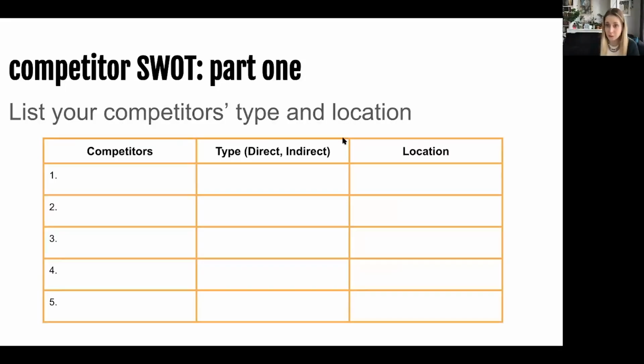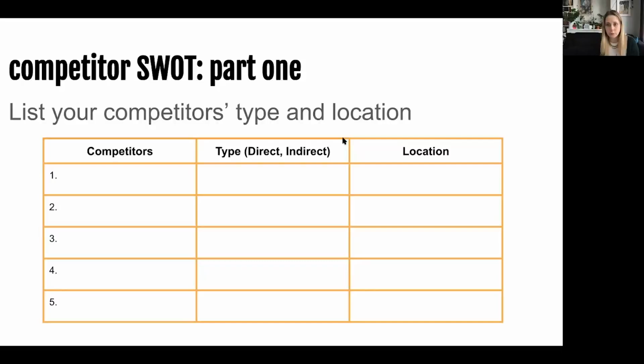So this is also in your worksheet, and you are going to want to list your competitors. You don't have to do 5 necessarily, but the more information, the more competitors that you look at, the better you are prepared to make decisions for your business. You want to identify whether they are direct or indirect competitors, and then you want to determine their locations.